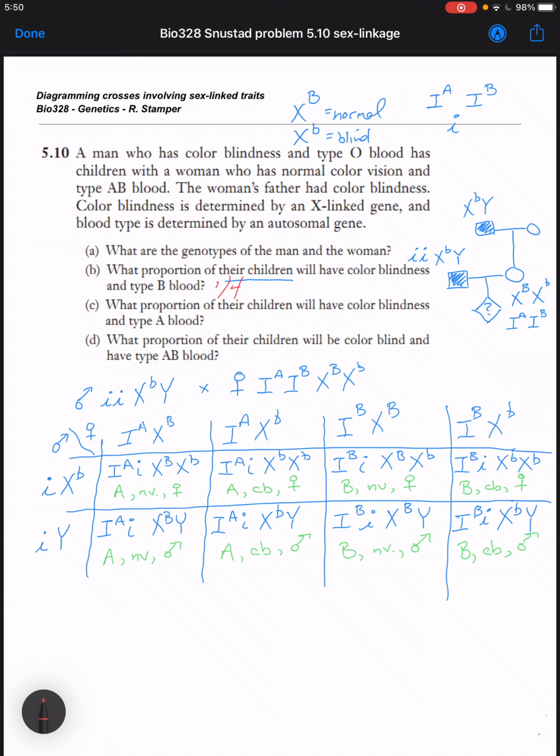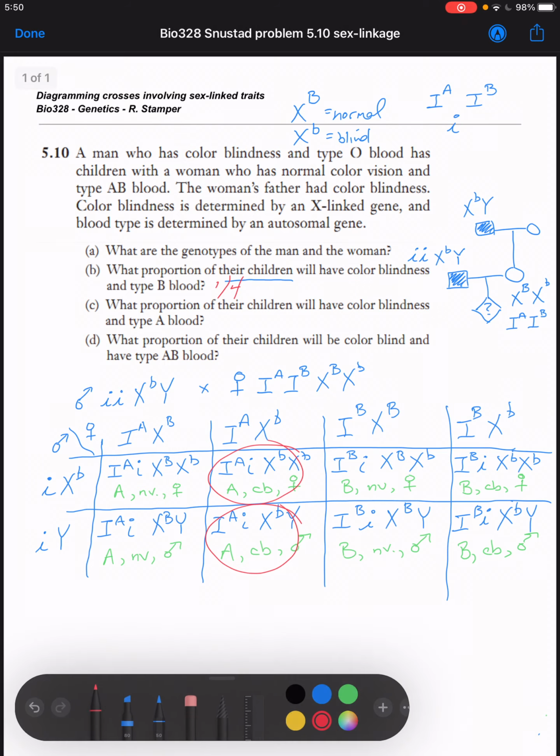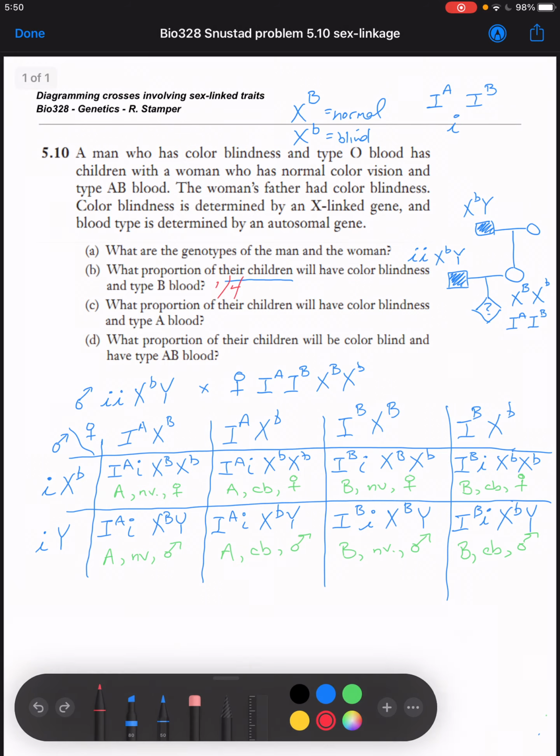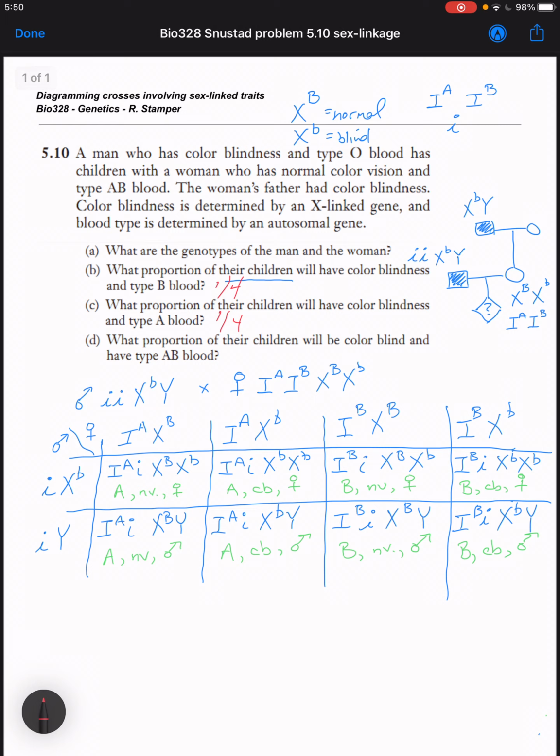What proportion will have color blindness and type A blood? Same question. I'm just looking for that in my table. I get colorblind type A here and here. So again, it's going to be 1 out of 4, or 2 out of 8. What proportion will be colorblind and type AB blood? There's no way I can get AB blood, right? From someone who's AB and someone else who is O. I can't get AB blood, so that right there I get 0.